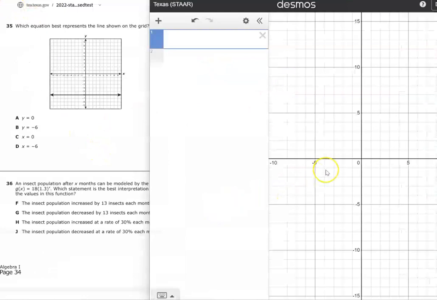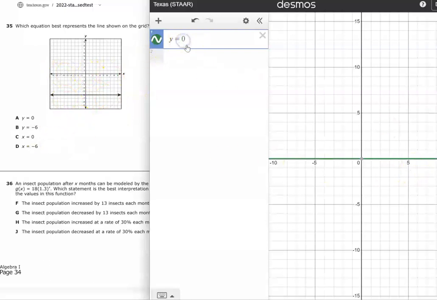The next item we're looking at is item number 35, and that's located on page 34 of the test. Which equation represents the line shown in the grid? We're going to just type the answer choices in as they appear. So the first answer choice was y is equal to 0, and you'll see the line here. Well, the line is not right on top of the x-axis. It's down here, so that one's not correct.